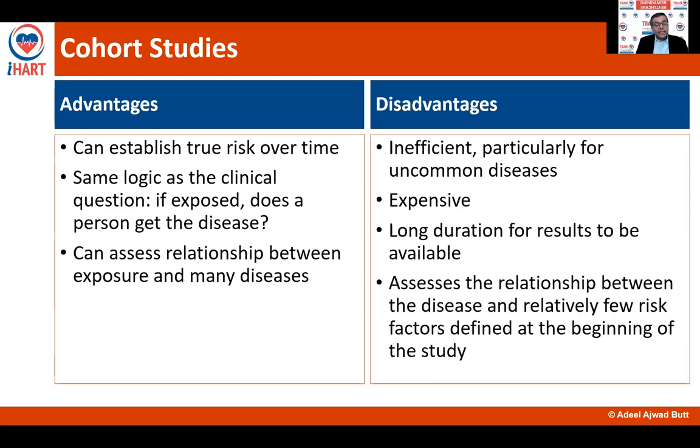And the logic is the same as the clinical question: if you're exposed to a certain thing, does that person get the disease? You can assess the relationship between exposure and many diseases at the same time. The disadvantages are that it is inefficient, particularly for uncommon diseases, and becomes very expensive when the outcome events are rare. And if the outcome events are rare, then you need a long duration for the results to be available.